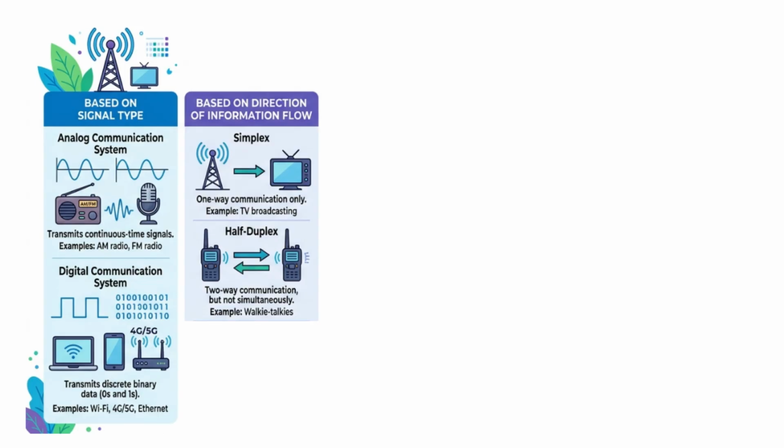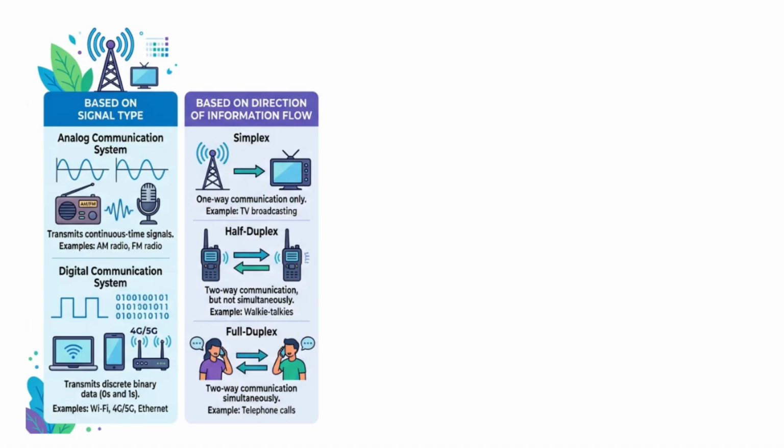In a half-duplex system, communication happens in both directions, but not at the same time. One device must wait while the other is transmitting. A common example is a walkie-talkie. When one person talks, the other must wait and press the button before replying.